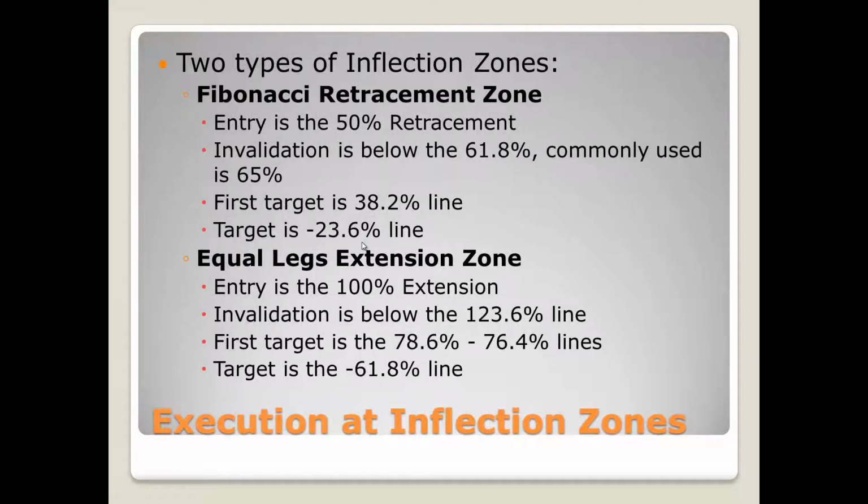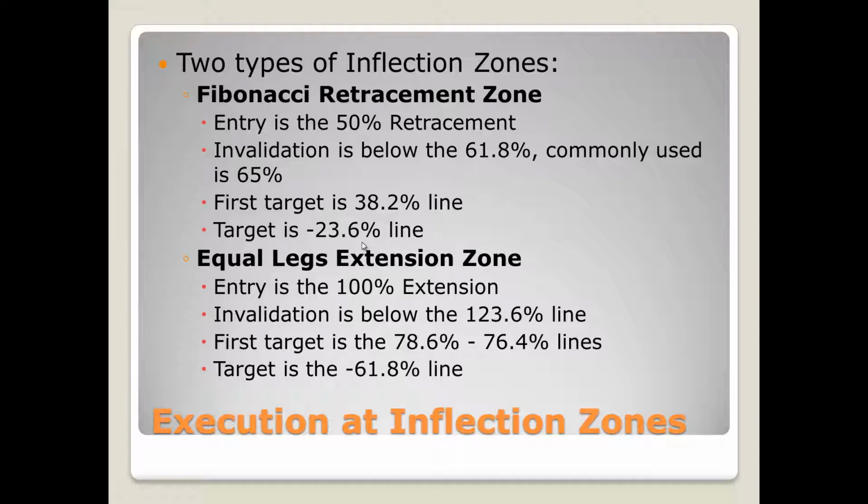There are two types of inflection zones. There's the Fibonacci retracement zone. Entry is the 50% line. Invalidation is below the 61.8. I commonly use the 65% line to confirm invalidation of a zone. First target is the 38.2. If you notice, that's equidistant from your entry point, the 50% line, and where the 61.8 line is. That's where the equal movement to the upside or downside, depending if it's a short, would be. And the target for the trade is the negative 23.6 line, in other words, a break to new highs or lows.